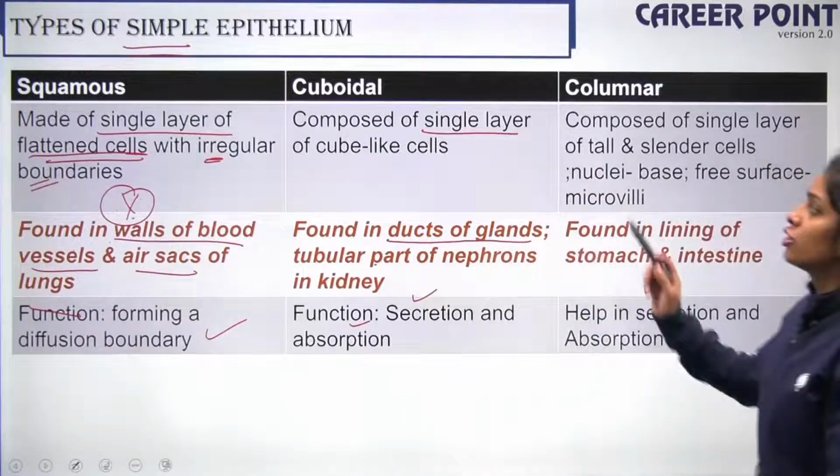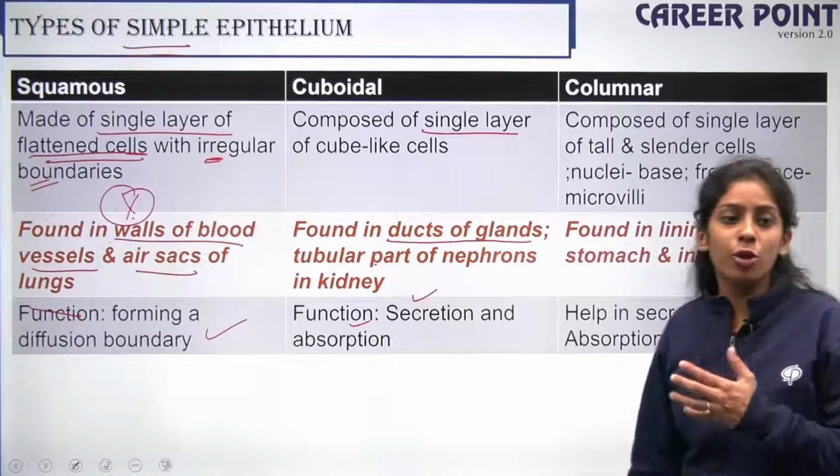All right. Yes. So talking about your cuboidal, it is composed of a single layer of tube-like cells.